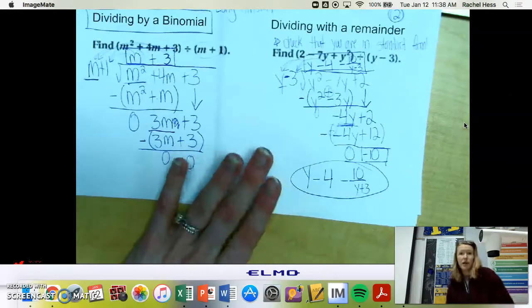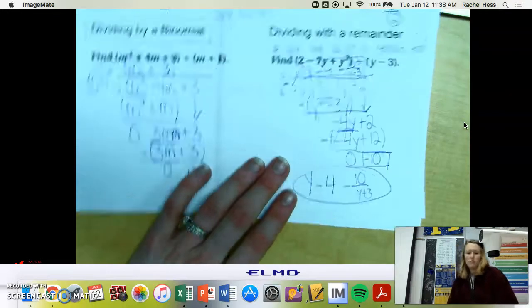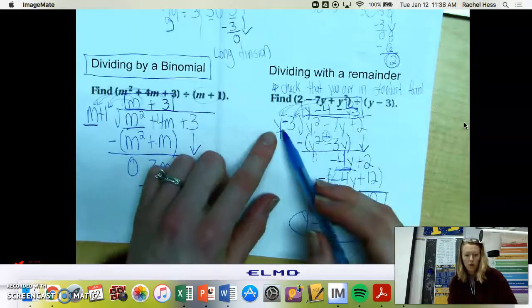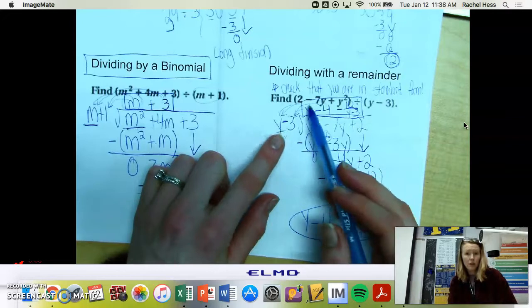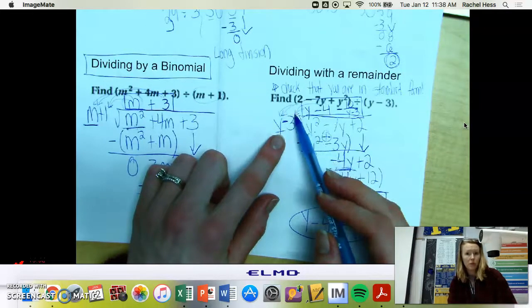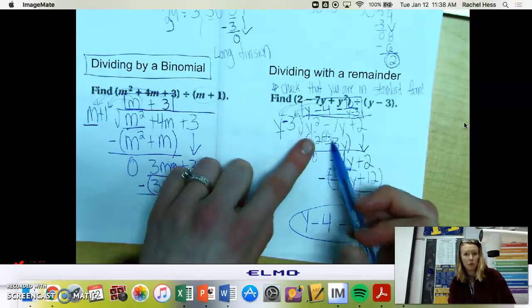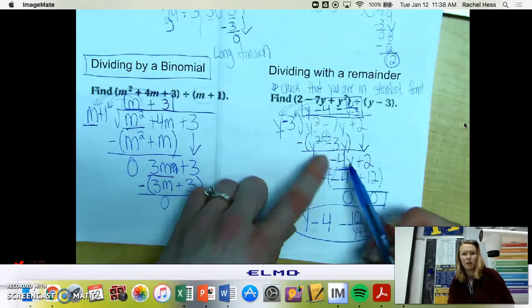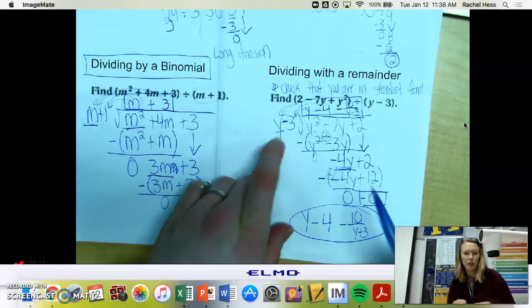Really complicated stuff, right? Remember, the goal is to get these first terms to match, so y times what would give me y squared. That's how I'm coming up with these numbers up here. The tricky part is remembering to give the y to both terms before you subtract, and then to continue the process by dropping down the next number and getting your first terms to match again.